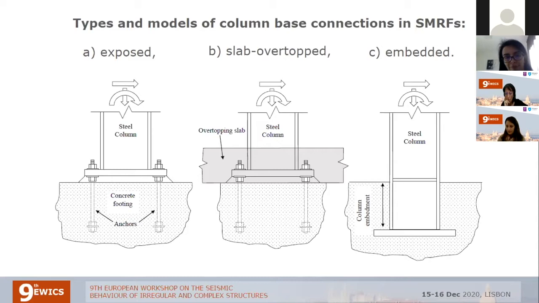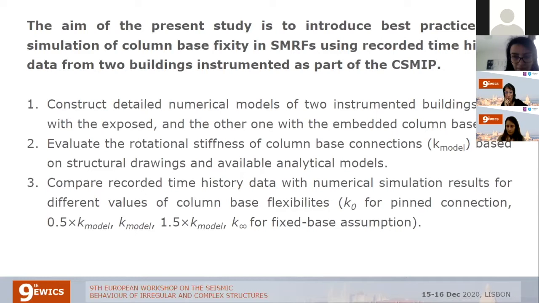Now, the aim of our study is to introduce best practices for simulation of column base fixity in steel moment resisting frames using recorded time history data from two buildings instrumented as part of the CSMIP. To achieve this goal, we started by constructing detailed numerical models of two instrumented buildings. One had exposed and the other had embedded column bases.